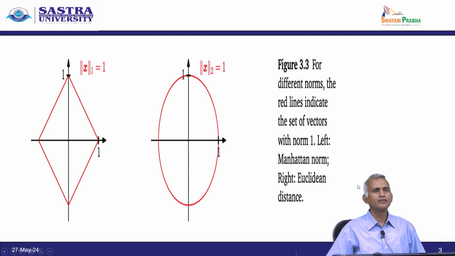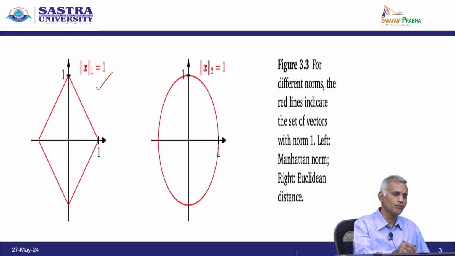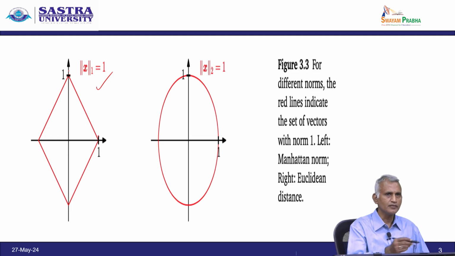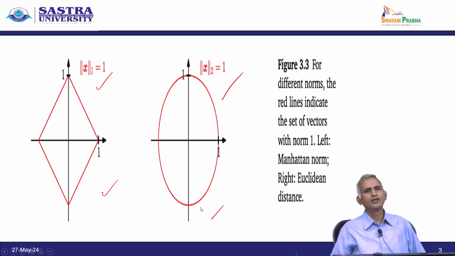Now, for the norm, you take the x axis and y axis, and we have to fix the length from domain to codomain, or from one point to another point. Then we have to fix a norm. Norm x1 stands for the length being 1. Norm x2 stands for the circle x square plus y square equals r square, where r is 1. Therefore, we can directly find the norm of the circle also. So, these are the different norms. Red lines indicate the set of vectors with the norm: left is the Manhattan norm, right is the Euclidean distance norm. So, this is the difference between the two different norms.